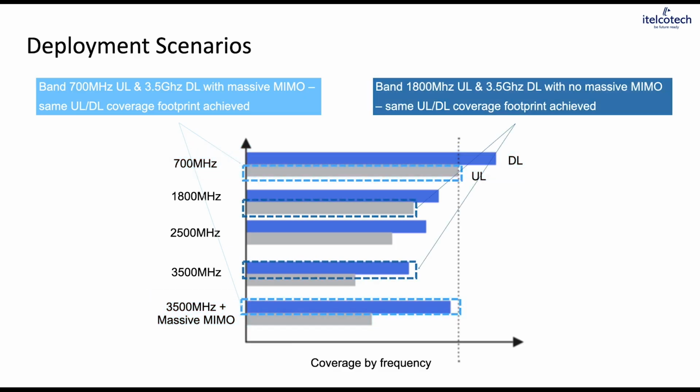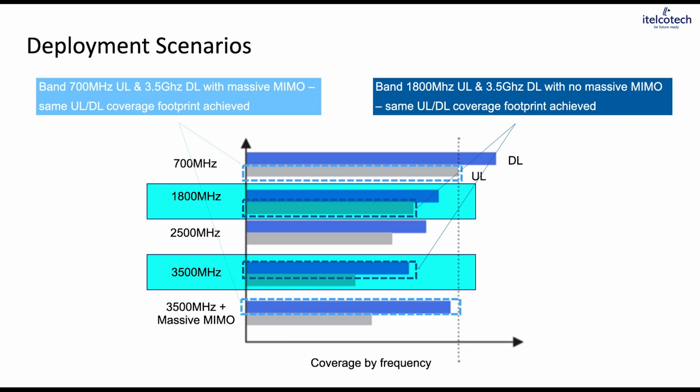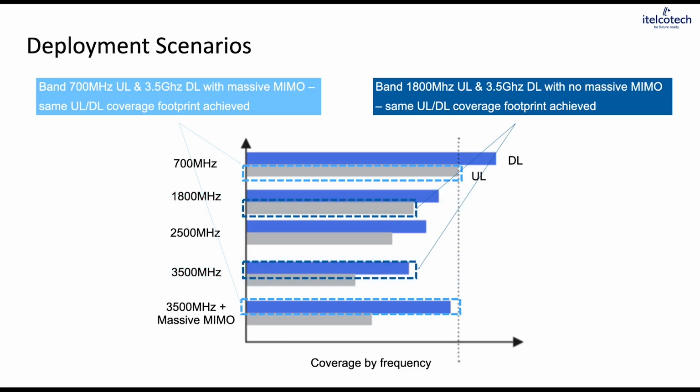Similarly, we can have combinations if we have 3.5 gigahertz and the 1800 megahertz band. We can use the 1800 megahertz band for uplink exclusively as a supplementary uplink band, and we'll use 3.5 gigahertz without MIMO, and it will provide a similar coverage footprint in uplink and downlink. Now, these are the setups that can be established, especially in 5G, where we know the coverage could be a concern with the mid-band or millimeter wave frequency bands. So the supplementary uplink band would be used in those scenarios.